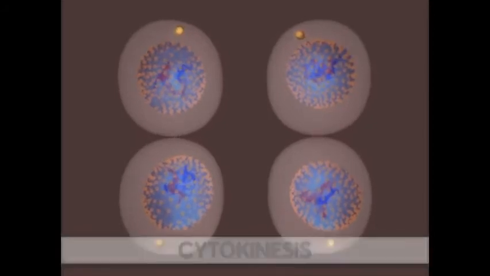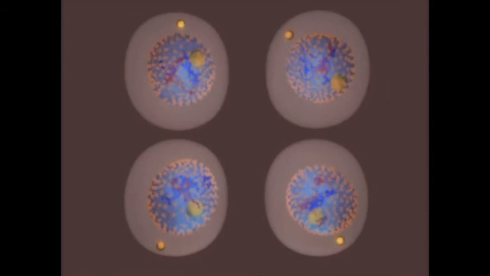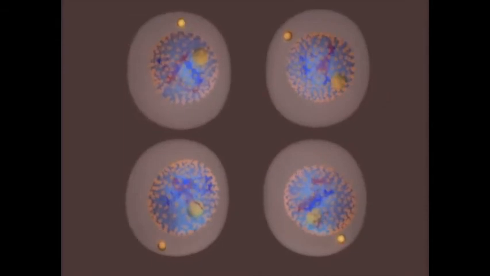Since meiosis 2 began with two cells, and each of those cells were split into two cells, we now have 4 unique haploid cells at the end of meiosis. These cells are gametes.